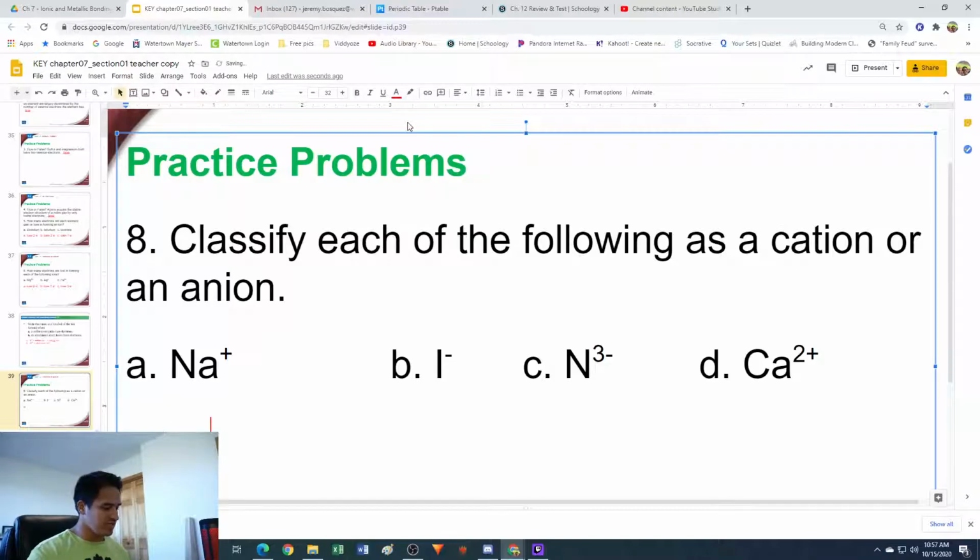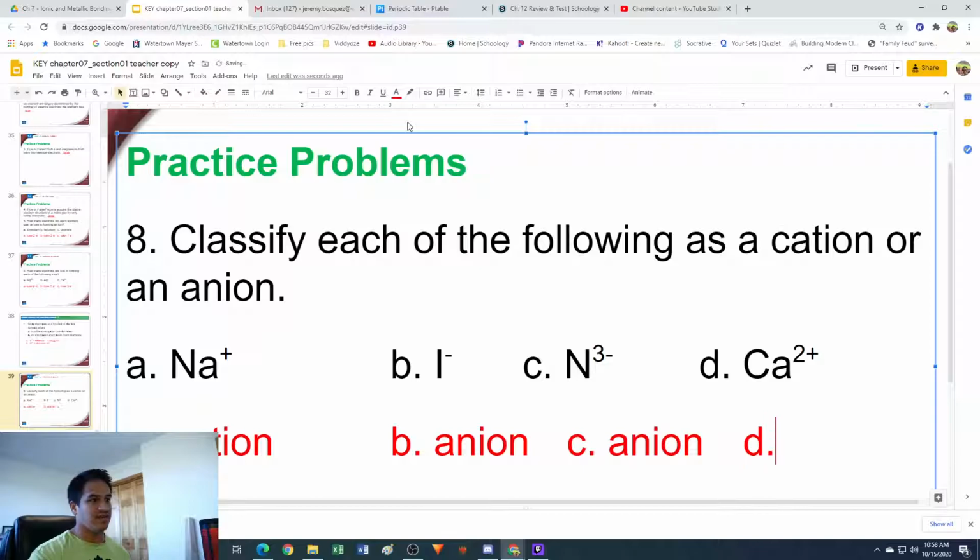So Na plus, that's a positive ion. That is a cation. I minus, that's a negative ion. Therefore, that's an anion. N3 minus, that's a negative ion. That's an anion. And then Ca2 plus, that's positive. Therefore, that's a cation. Okay? And that's it. That's all they're asking us to do for that one.